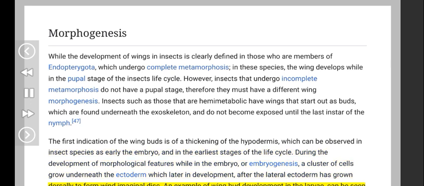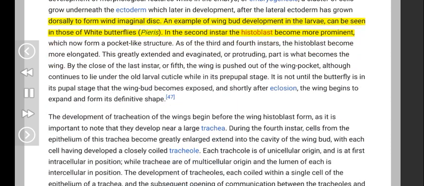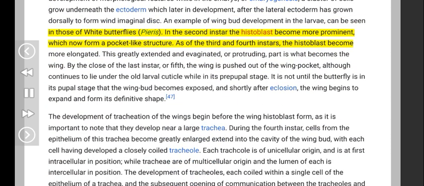An example of wing bud development in the larva can be seen in those of the white butterflies, Pieris. In the second instar the histoblasts become more prominent, which now form a pocket-like structure. As of the third and fourth instars, the histoblasts become more elongated. This greatly extended and evaginated, or protruding, part is what becomes the wing.